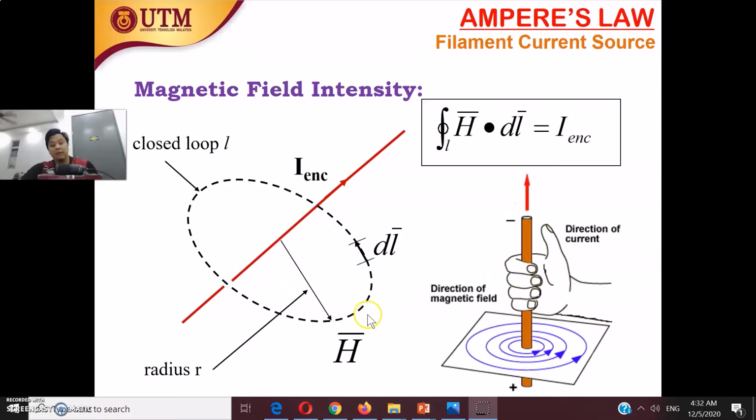To solve the problem, let's say you want to find the magnetic field intensity along a filament current source. We draw the Amperian loop here, and looking at this figure, we can determine the direction of the magnetic field by using the right hand grip rule, where your thumb indicates the direction of your current and the other fingers indicate the direction of your magnetic field.